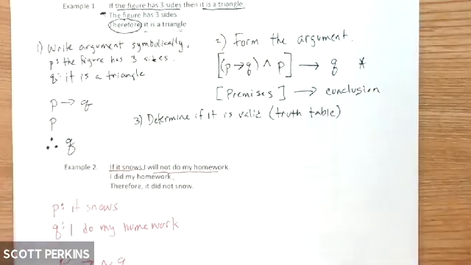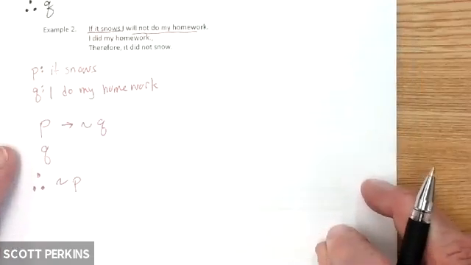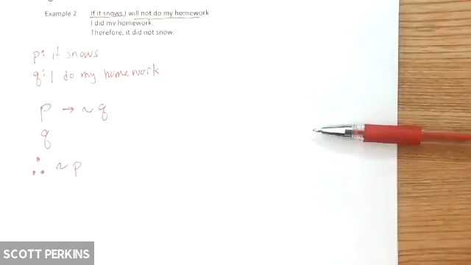So we've got 4 minutes left. So what I would like you to do, I'm going to give you 2 minutes to think this through. In example 2, we've written this argument symbolically. I would like you to now form the argument. Form the argument for example 2.